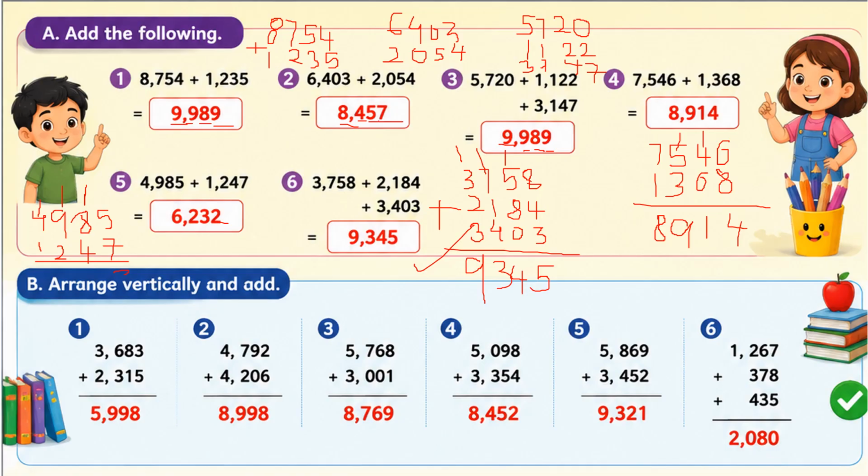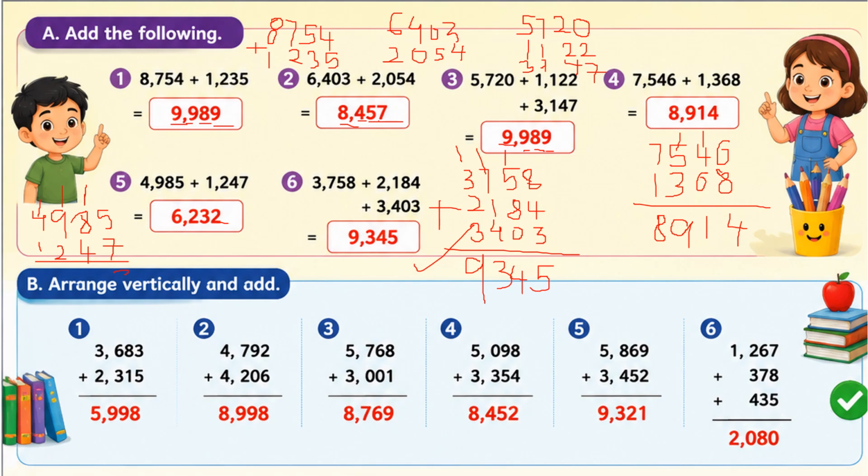Next they have told arrange vertically and add. So it's 3,683 plus 2,315. So 5 plus 3 is 8. 8 plus 1, 9. 6 plus 3, 9. And 3 plus 2, 5.